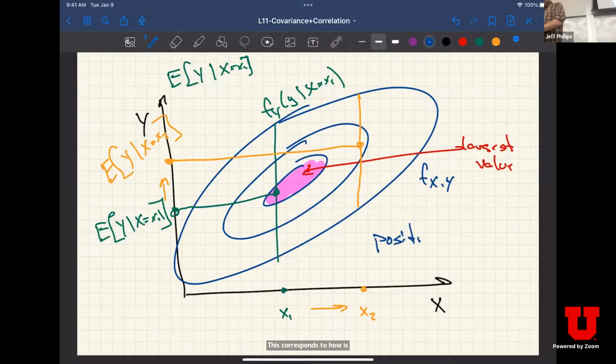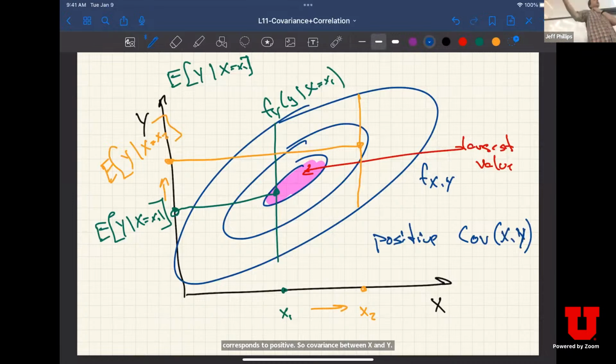positive covariance between x and y. Okay, so as the x value increases, the y value also tends to increase. Does that make sense from this picture? We'll try in R to see other ways of plotting this a bit later.